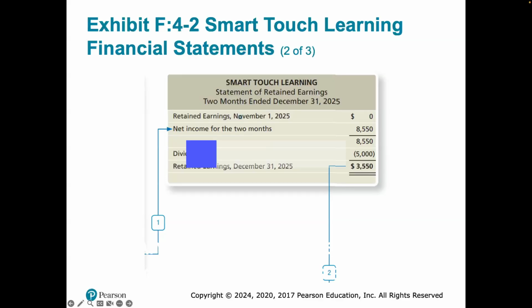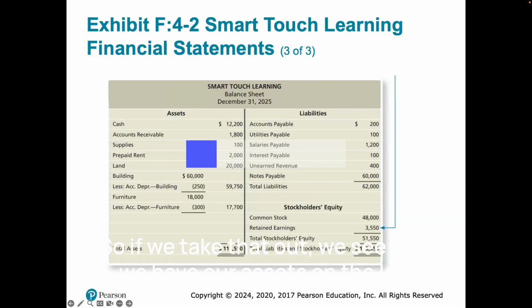And this is where it's going to be in our owner's equity. So if we take that out, we see that we have our assets on the left side, then we have our liabilities, things that we owe. And then under stockholders' equity, we have our common stock, things that are paid out into the company.